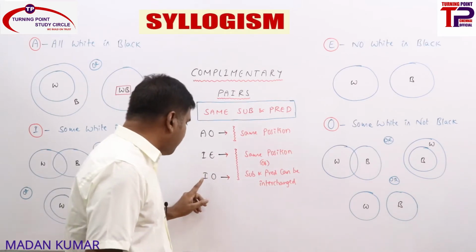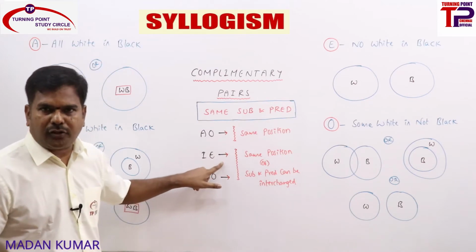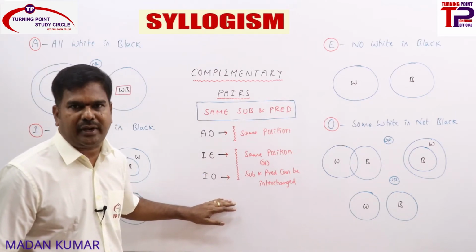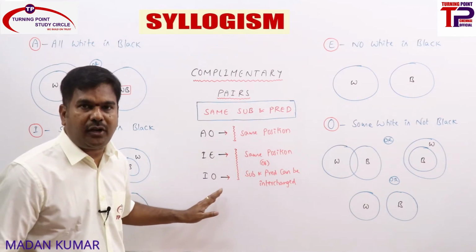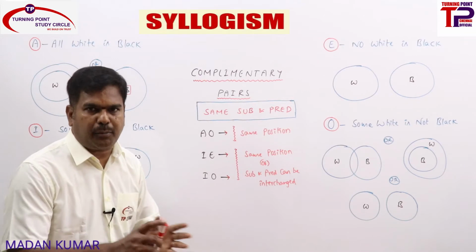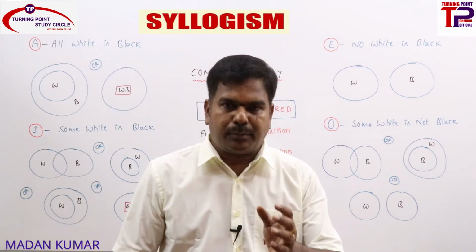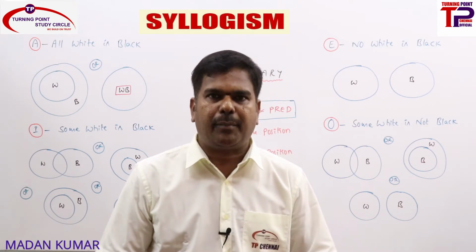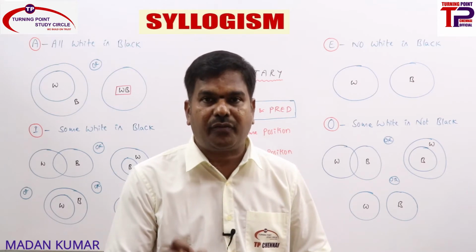Why? Because again, see here, I can be converted into I, E can also be converted into E. Here, I and O, of course, O cannot be converted. Suppose subject and predicate are being interchanged, but I can be converted into I. You can make the same positioning of subject and predicate, right? That is the reason for the IE pair and IO pair, even if subject and predicate are interchanged, it is a complementary pair. For the AO pair, subject and predicate positioning is also very important.